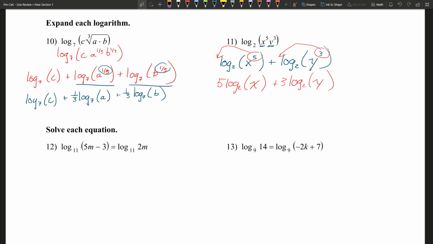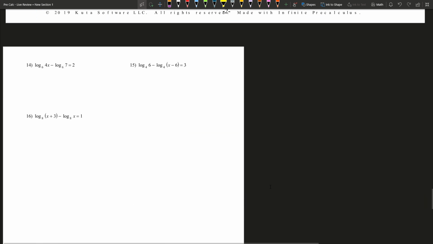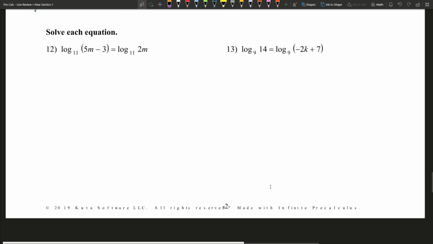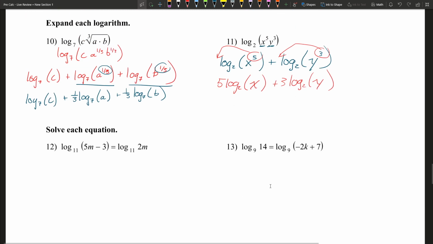So that's condensing and expanding. The next 5 problems have to do with condensing and the one-to-one property. So if we can condense equations and use the one-to-one property, this should be pretty straightforward. Obviously, it's going to be a little bit more difficult than either one of them, but if you can do both of them, it should be easy. All right. Number 12 and 13, though, don't involve condensing.